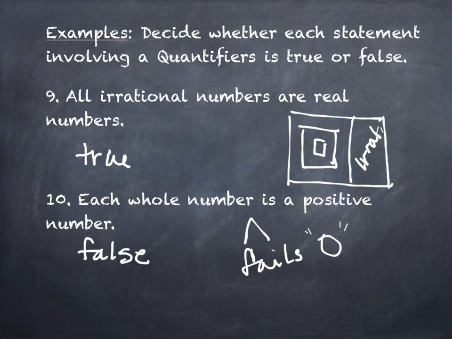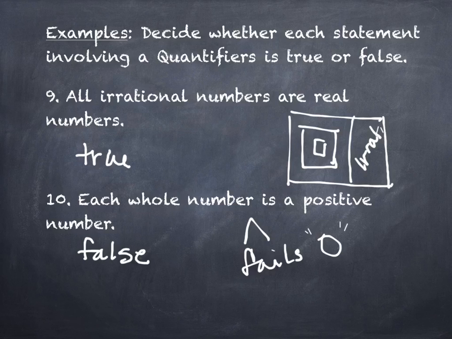Right? 0 is not positive. It's not negative either, but it's not positive. So not all whole numbers are positive. The number 0 is not positive, and that would be an example. It doesn't ask you for an example on this, but if you can't create an example, that starts to lead you to think something's true.